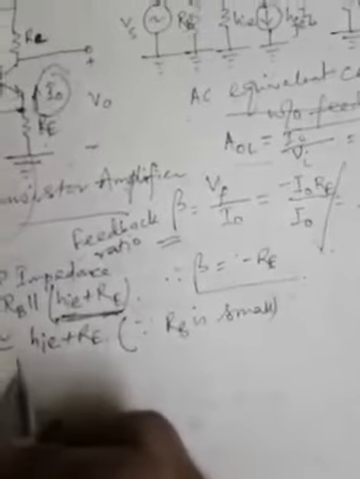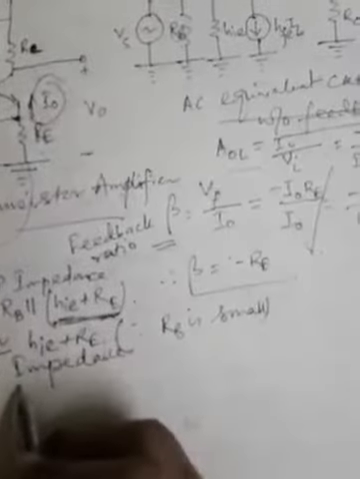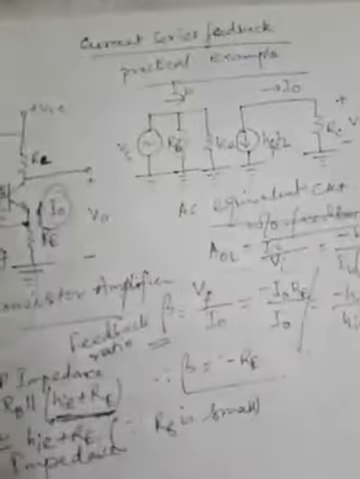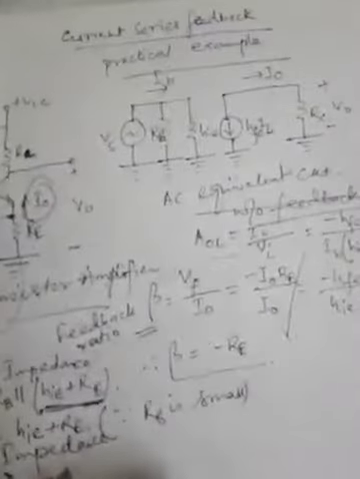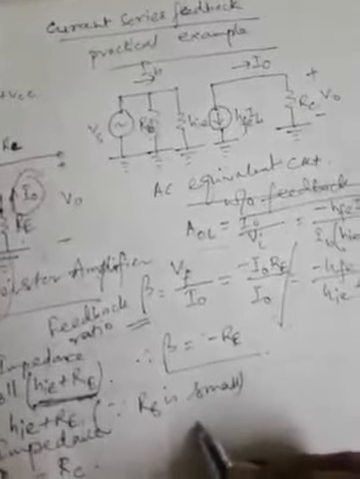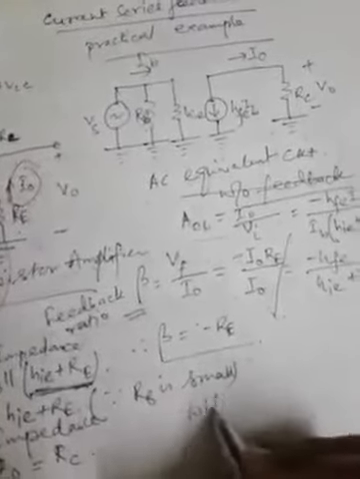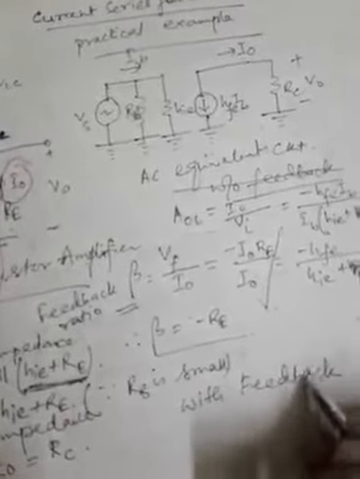Now what is the output impedance? It should be expressed as ZO, and now refer to the output side. There on the output side only RC is present, so ZO is RC. Now if we apply feedback, how will all the rest of these parameters change?